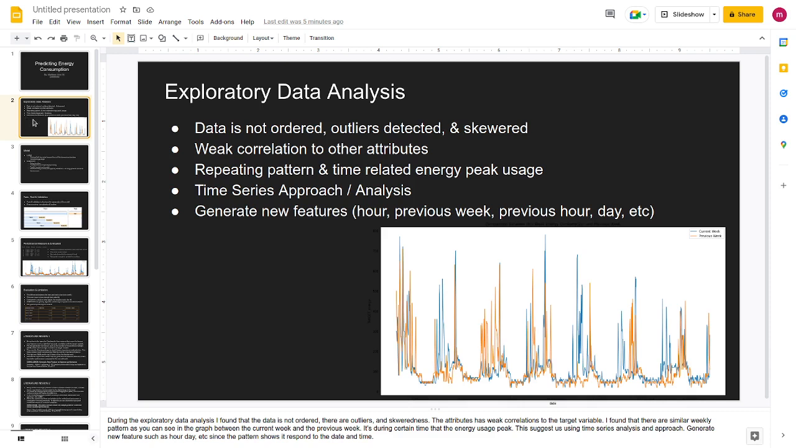I found that there is a similar weekly pattern, as you can see in the graph, between the current week and the previous week during certain times when energy usage peaks. This suggests using a time series analysis approach to generate new features such as hour, day, month, etc., since the pattern responds to date and time.